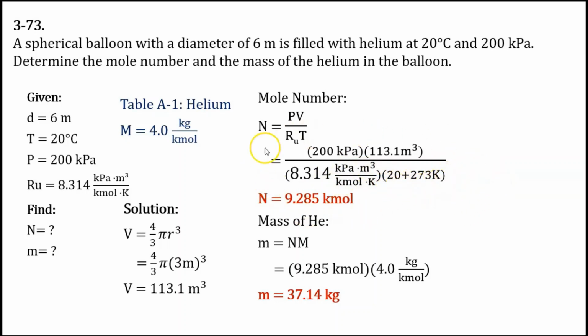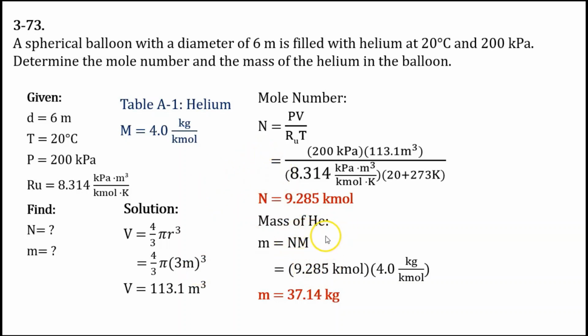So plugging this in the calculator, we will now have the mole number of our helium, which is equal to 9.285 kilomoles. So now let's proceed in finding the mass of the helium in the balloon. Given the equation of the mass, which is equal to N M, where m is the mass, N is the mole number of the helium in the balloon, and M is the molar mass.